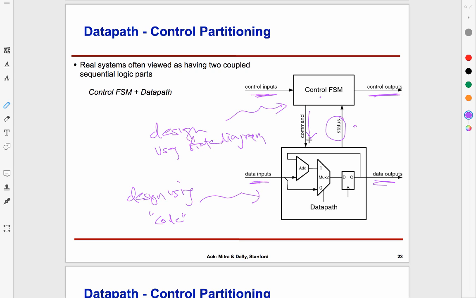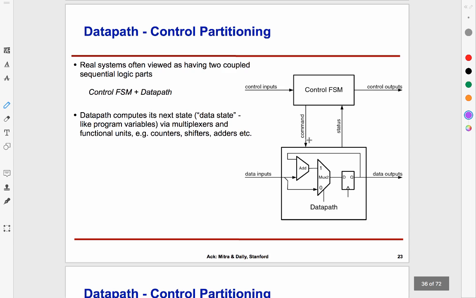If I'm adding two 64-bit numbers and creating another 64-bit number, you are not going to do it as a state diagram. But certain things may be ambiguous, and given a design, you will kind of have to decide that.